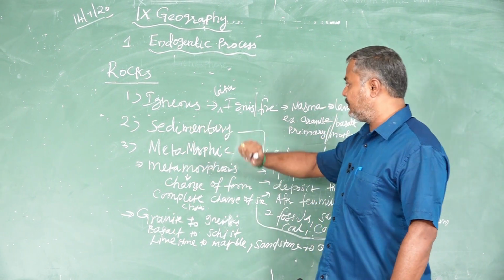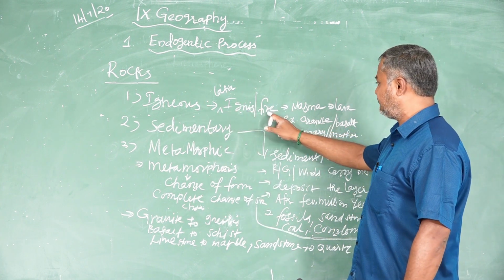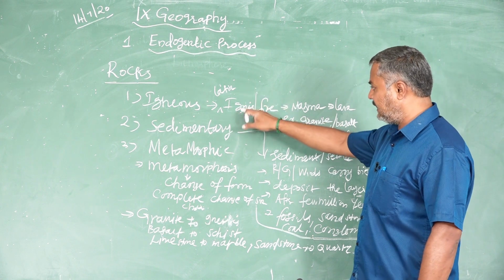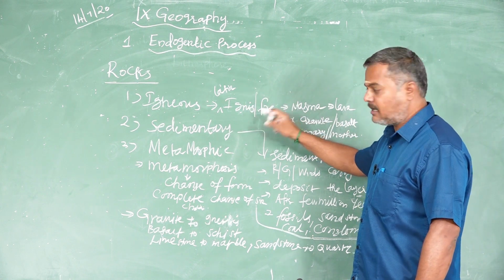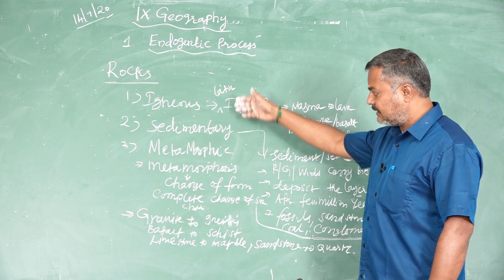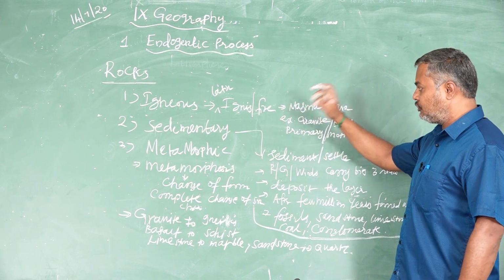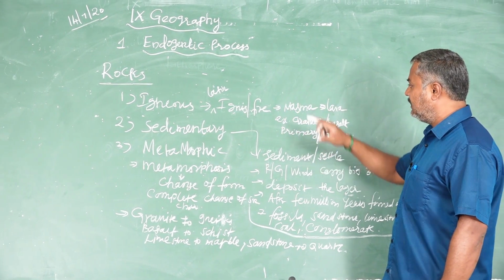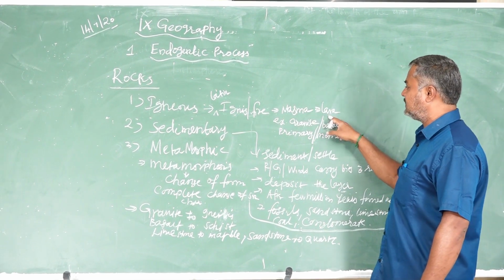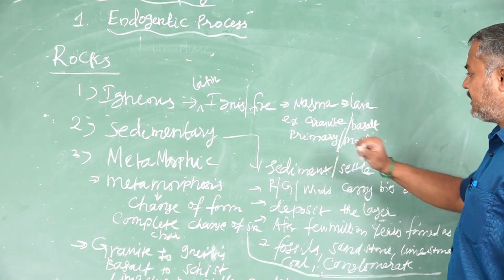Igneous, as I told you, is derived from the word ignis, which means fire. It is a Latin word. It is the primary rock, or the mother rock, from which all other rocks are derived. Inside the earth, the hot molten liquid is called magma. When it comes out from the surface, it is called lava. Examples are granite and basalt.